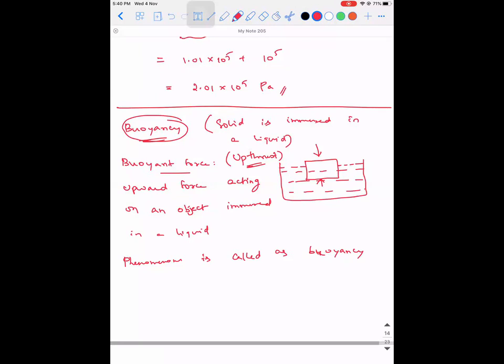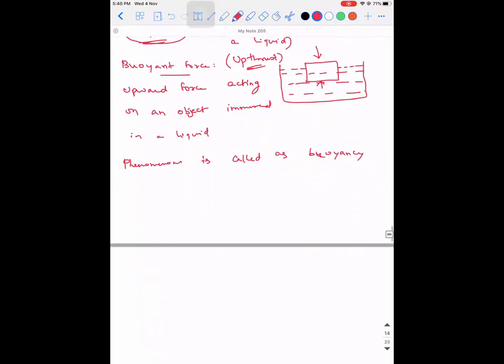Okay. Now comes the next concept. Write a note. Buoyant force always acts through the center of gravity of the displaced fluid. So what do you mean by displaced fluid? The fluid which gets raised.